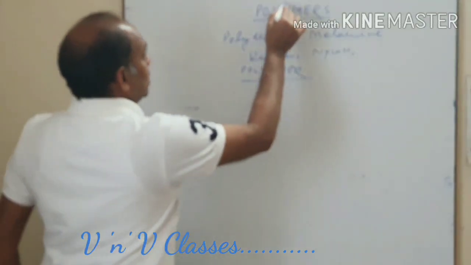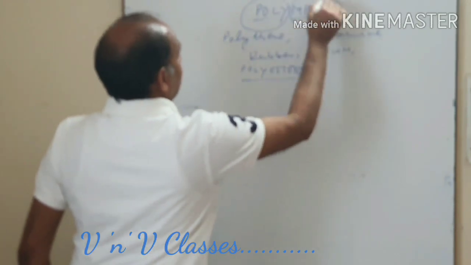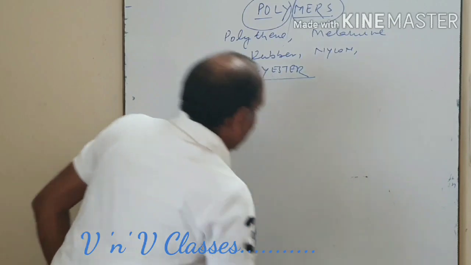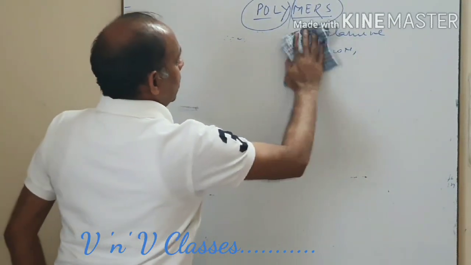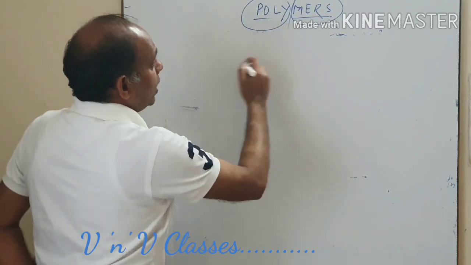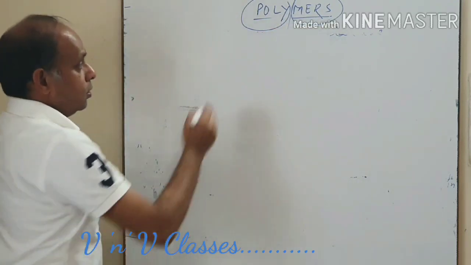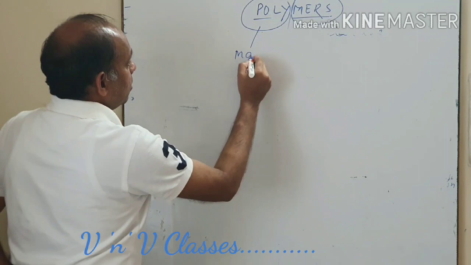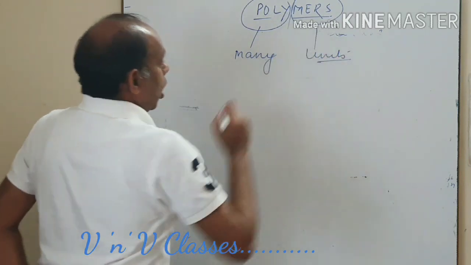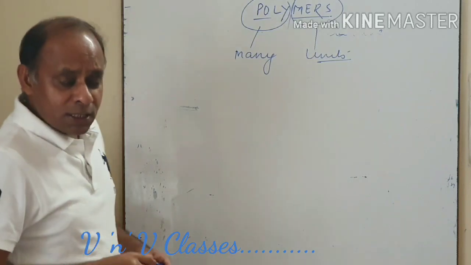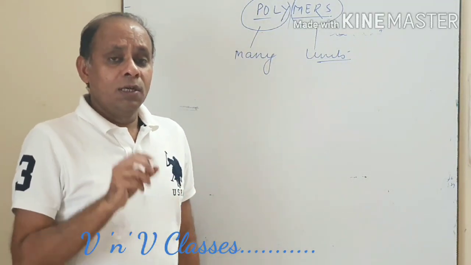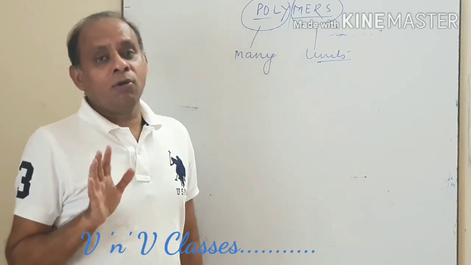What does this term mean? Every term has a definite meaning. If you divide the word polymer, what do we find? It consists of two parts: one is called poly, the other is called mer. Poly means many and mer means units. So how do we define polymers? Before going to the definition, these are having high molecular masses.